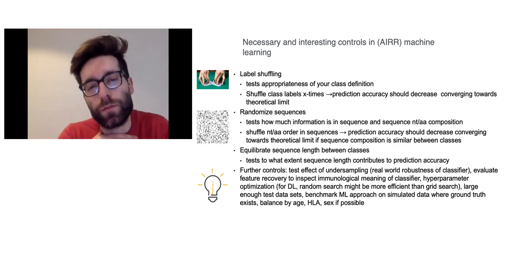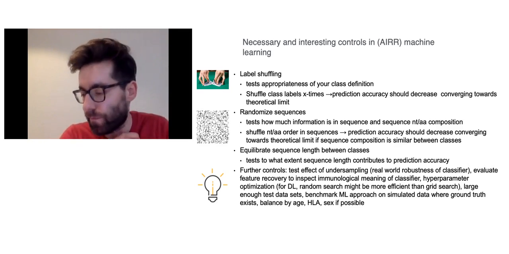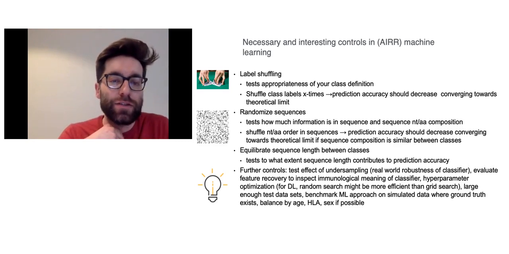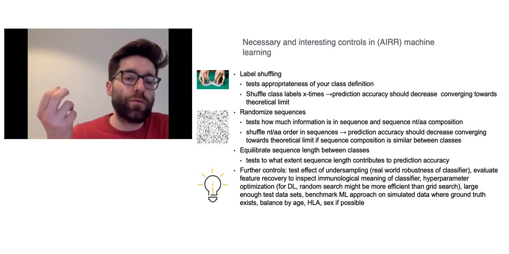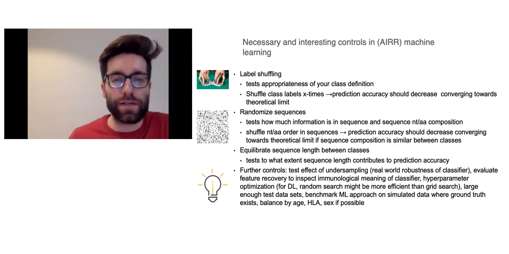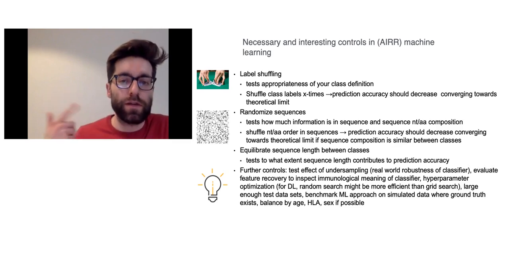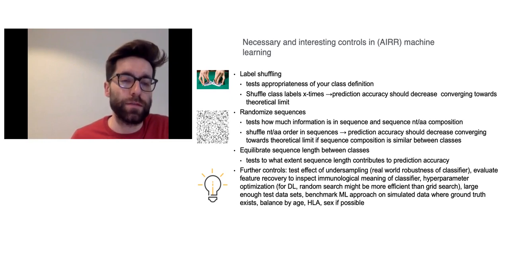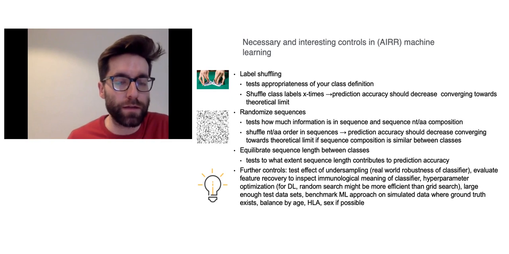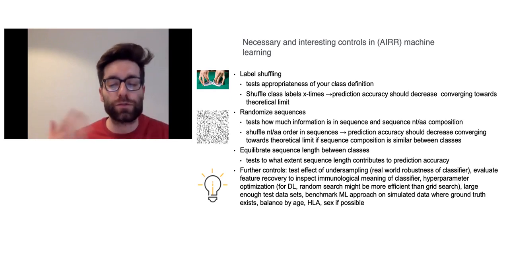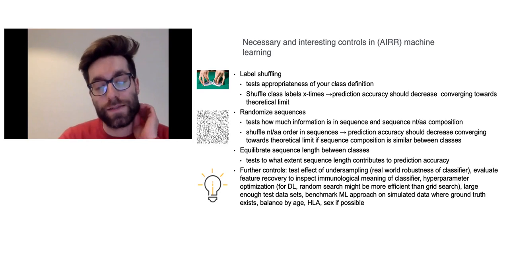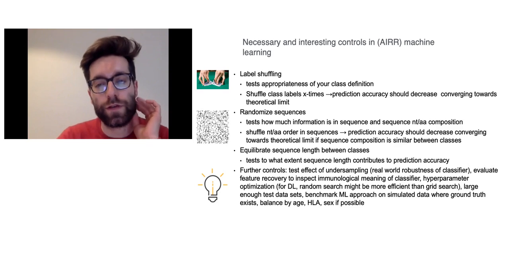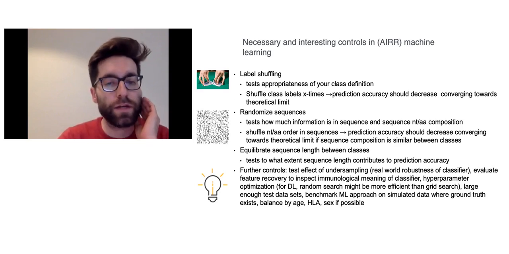What I think is really important in machine learning is to perform suitable tests. So you should always test via label shuffling whether your class definition is actually appropriate. You just shuffle the labels, and then the prediction accuracy should decrease and converge towards the theoretical limit, which is 50-50 for binary, and for multi-class it can be different, depending also on the balancing of your data. Randomizing sequences is also always nice to check for any effects that you might have.